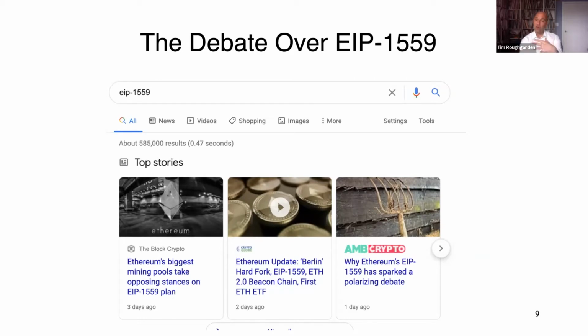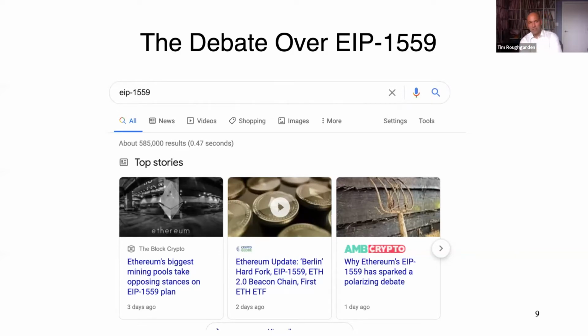EIP here stands for Ethereum Improvement Proposal. Okay? At the moment, it hasn't been deployed, but it seems 99% likely it will be deployed. Again, it's supposed to happen just in a few weeks. It's already happened on test nets. But when I did this work in late 2020, it was not at all clear, actually, that Ethereum was going to make this change. There was, in fact, kind of a raging debate over it.